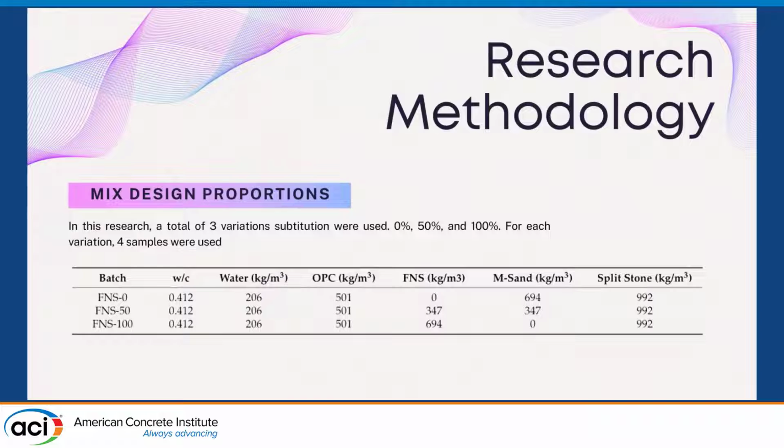Next up is the research methodology, and first I will talk about the mix design proportions. In this research, we actually cast 12 specimens. We have 3 types of variations, 4 specimens for each type of variation. The first variation has 0% FNS replacement as the control. The second one has 50%, and the last one has 100%. The other variables are kept the same, so we just change the amount of FNS inside the specimen.